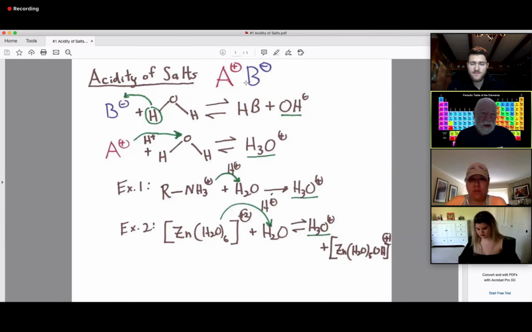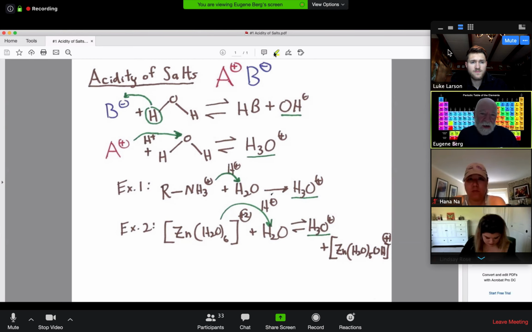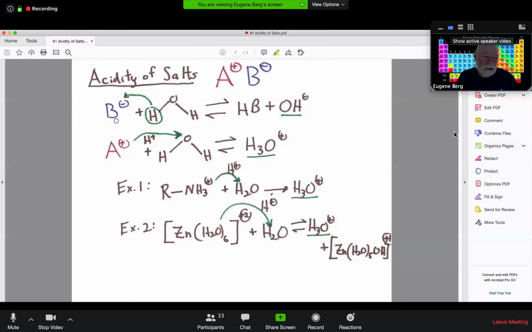Now, you'll notice I wrote the positive ion in red for A for acid. A positive ion can be an acid or neutral, never a base. The negative ion could be a base or neutral, never an acid. Now, I thought it was always kind of easy to understand how the negative ion could act as a base.